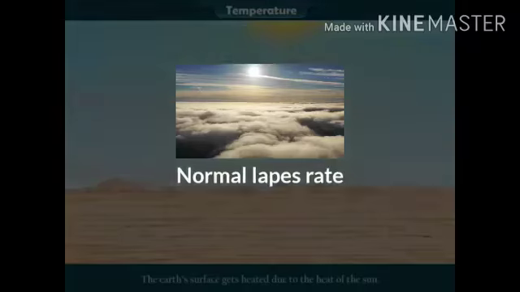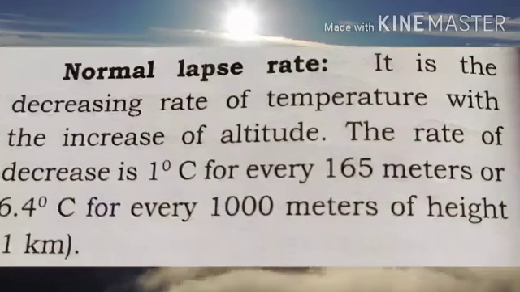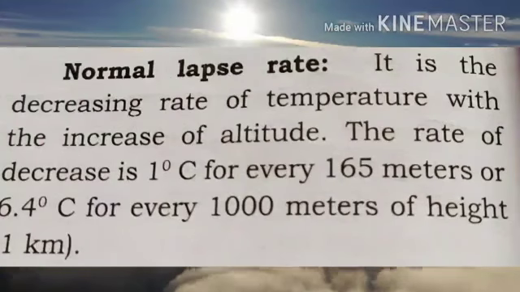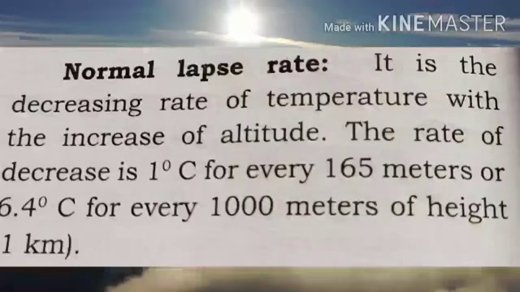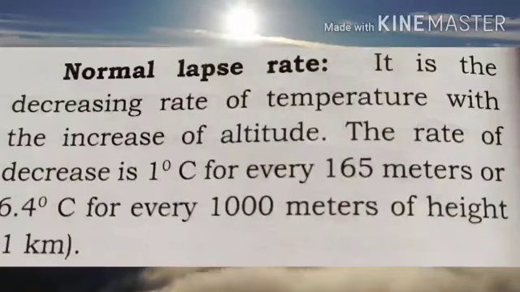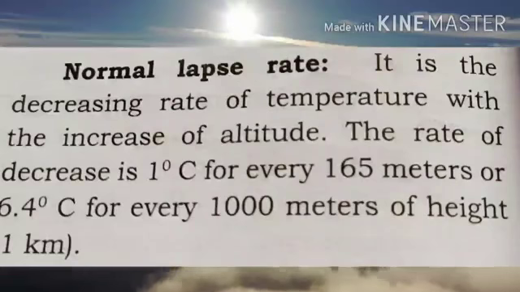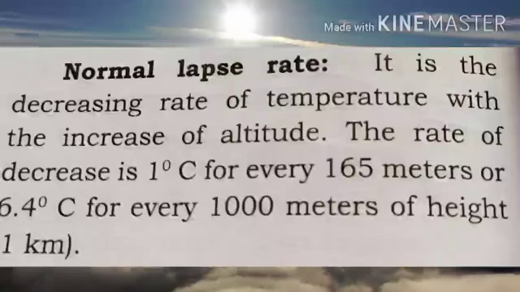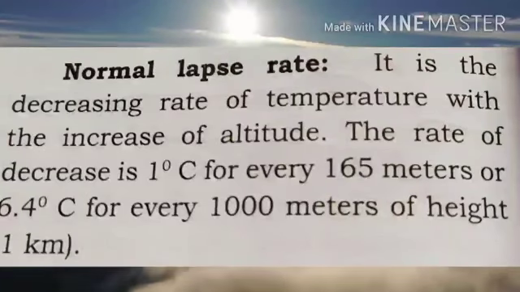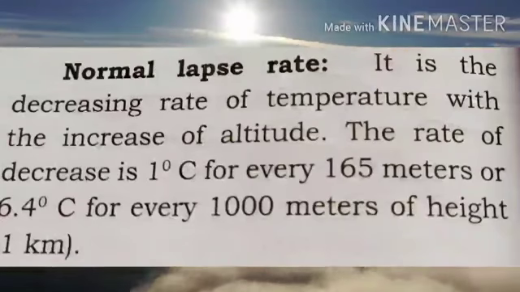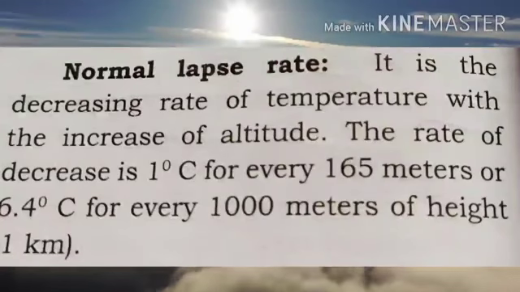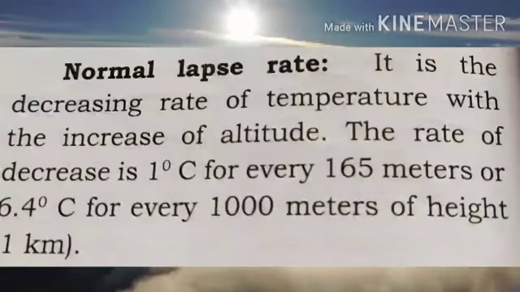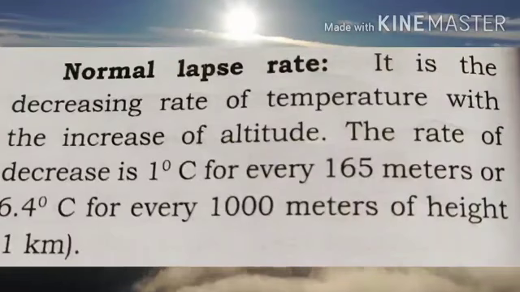Now let us learn about the normal lapse rate. The normal lapse rate is the rate of decrease of temperature with the increase in the altitude. The rate of decrease is 1 degree Celsius for every 165 meters, or 6.4 degrees Celsius for every 1000 meters of height, that is 1 kilometer. As the altitude increases, the temperature decreases. But how much does it decrease? That's what we are discussing in the normal lapse rate.